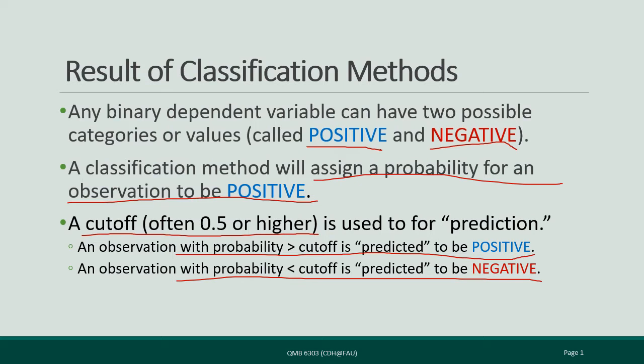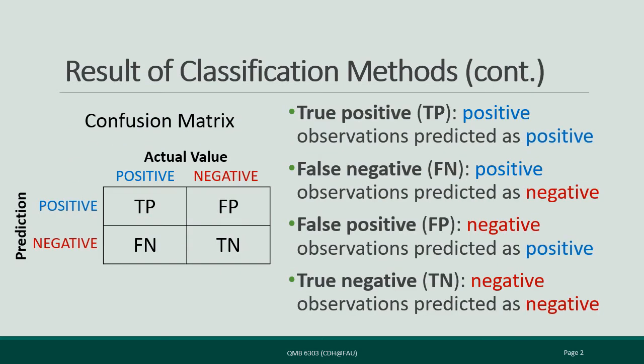Well, once we understand that, then we see that we can assign every single observation into one of the four quadrants in something called a confusion matrix. The confusion matrix is a very common term used in data mining, so just remember that. The confusion matrix is based on two dimensions. So on the one side is the actual value.